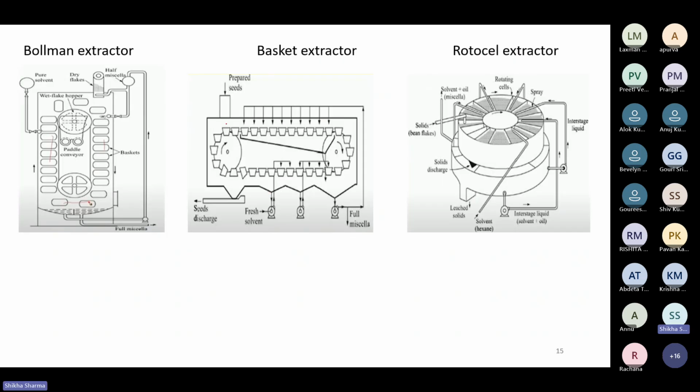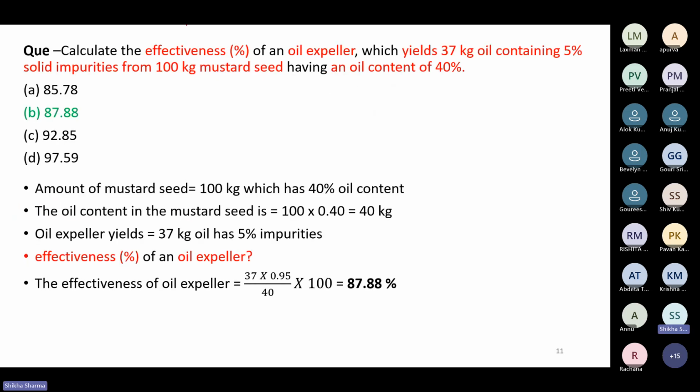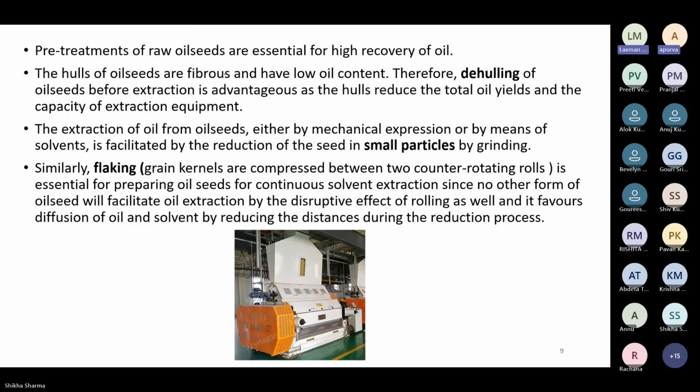If we talk about the other extractors, the Ballman extractor looks like this, the basket extractor looks like this, and the rotocell extractor looks like this. Only the Hildebrand extractor looks like this. So option A is correct. Is it clear to everyone? Yes, ma'am.